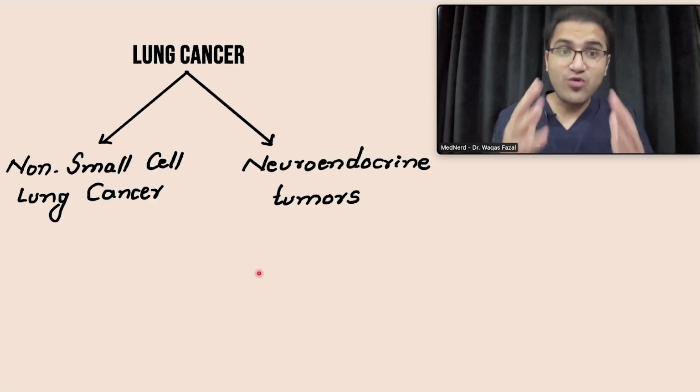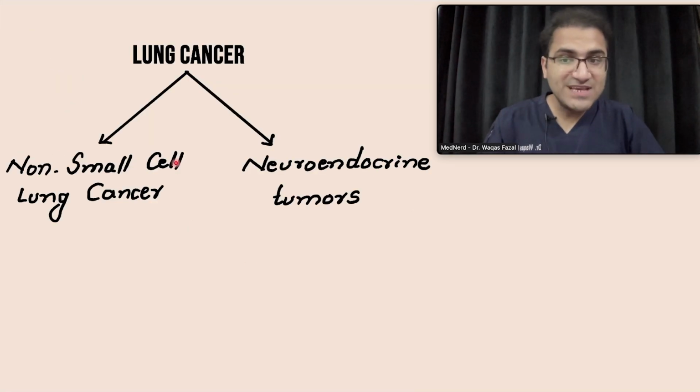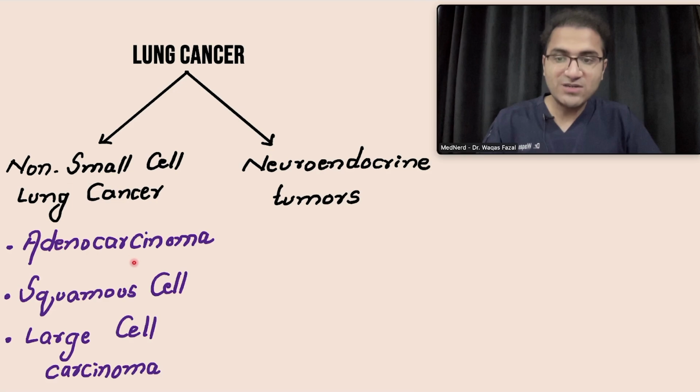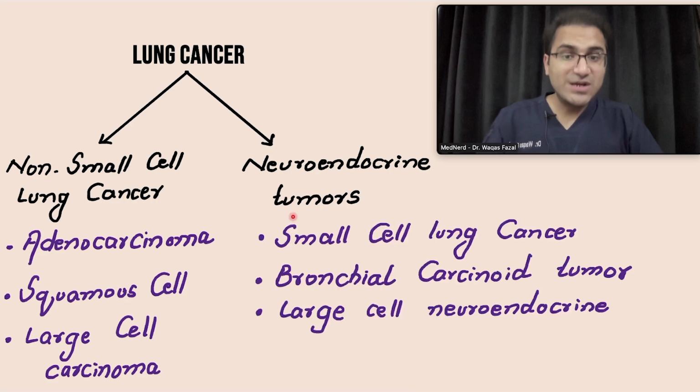Lung cancers are broadly divided into non-small cell lung cancers and neuroendocrine tumors. Non-small cell lung cancers include adenocarcinoma, squamous cell carcinoma, large cell carcinoma. Neuroendocrine tumors include small cell lung cancer, bronchial carcinoid tumor, large cell neuroendocrine tumor. The most important one on this side is small cell lung cancer.